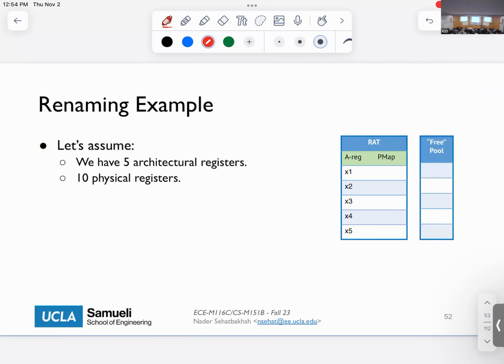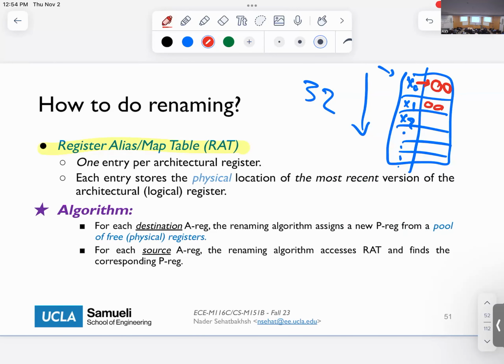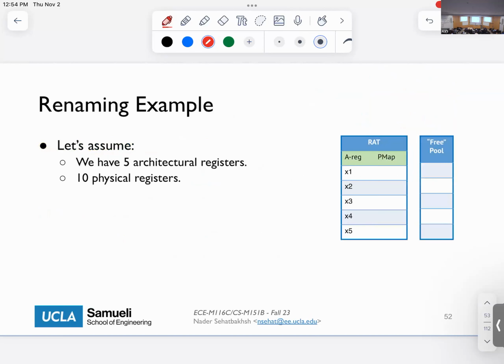So let me give you one more example, a bit more detail, to get you how this would work, okay? I'm going to have this RAT table, as I said. For now, let's make things simple, and let's say we only have 5 architectural registers: X1, X2, X3, X4, and X5. Just 5, but this could be 32, doesn't matter. And then I'm going to have the physical mapping of this. Let's say we have 10 physical registers. Again, make things simple.